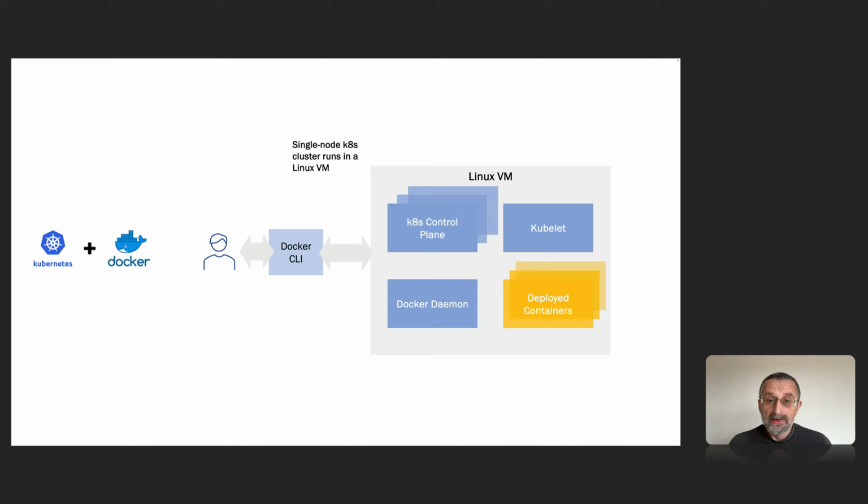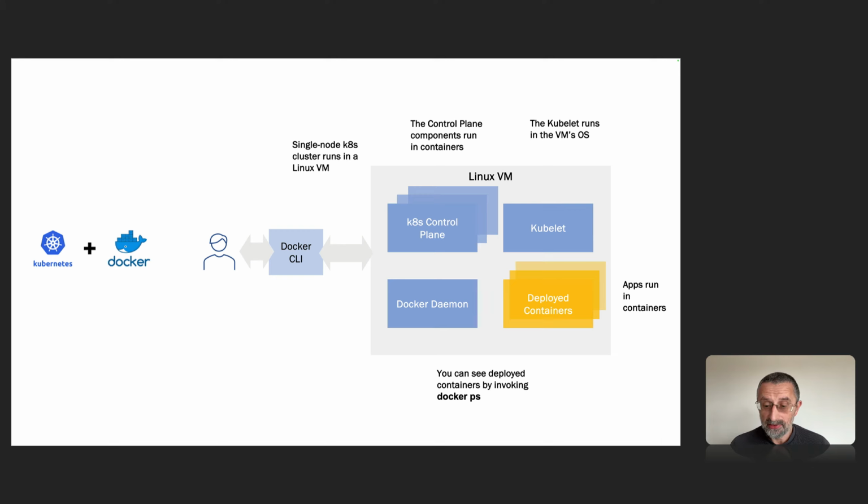But this is the single node Kubernetes which runs in a Linux virtual machine. The control plane components run in containers, and the kubelet runs in the virtual machine operating system. Apps run in separate containers, and you can see deployed containers by invoking docker ps, which is the Docker command for tracking the running containers.